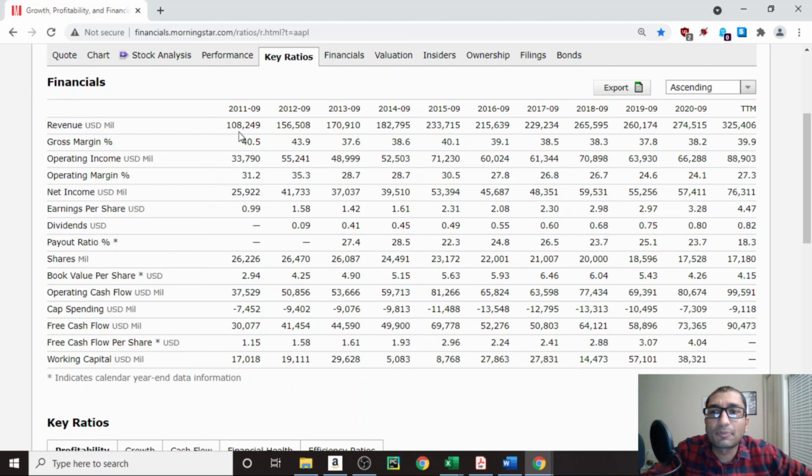Back in 2011, Apple's revenue was about $108 billion. And for the year 2020, it was about $275 billion. Over the past 10 years, Apple's revenue has been trending upwards.